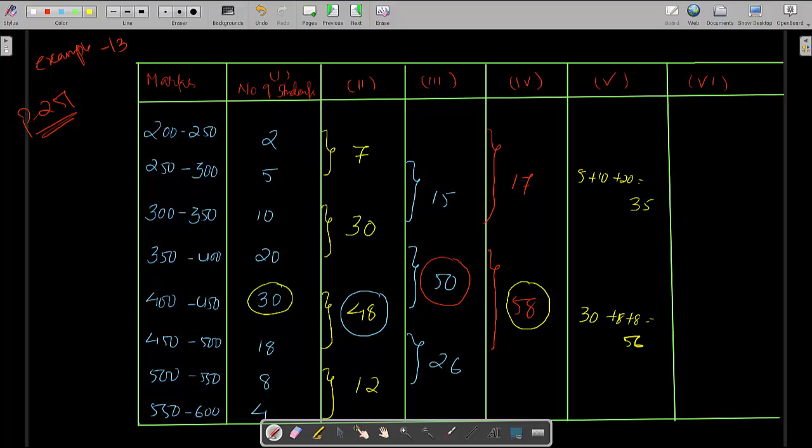So here, which one is the highest value? Again, 56 is the highest value, right? So you circle this.